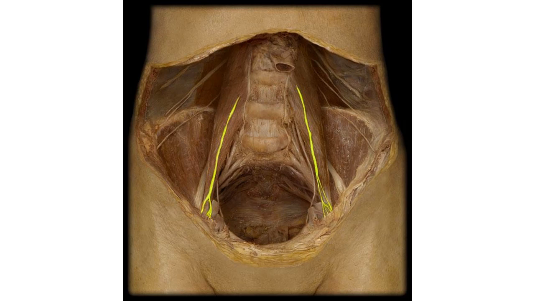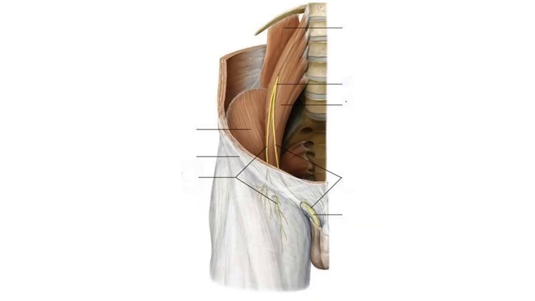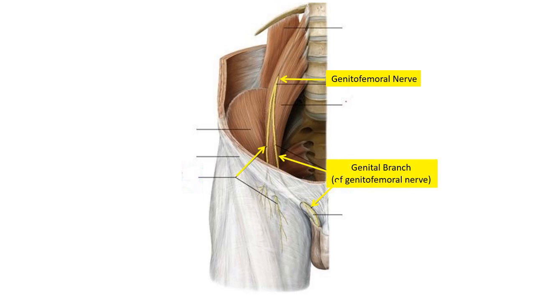The genitofemoral nerve comes from anterior divisions of two roots, the L1 and L2. In this dissected body, the yellow marked structure is the genitofemoral nerve, which comes out from the anterior surface of the psoas major, the only one that does that. As it comes from the anterior surface of the psoas major, it runs on it, and then it divides into two branches. The medial one is the genital branch of the genitofemoral nerve, and the lateral one is the femoral branch of the genitofemoral nerve.